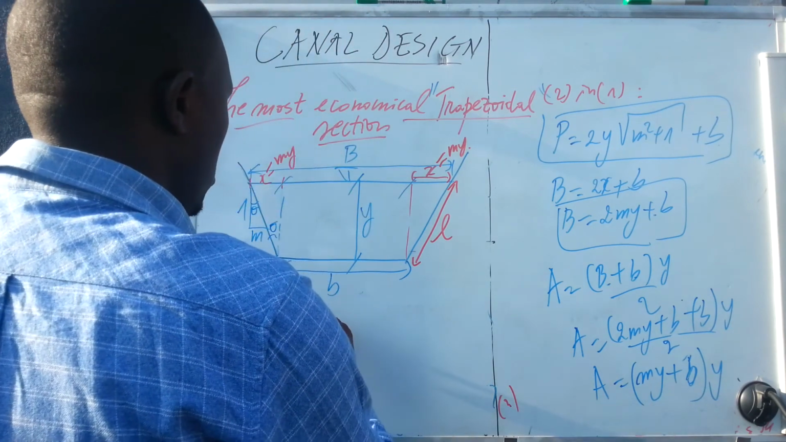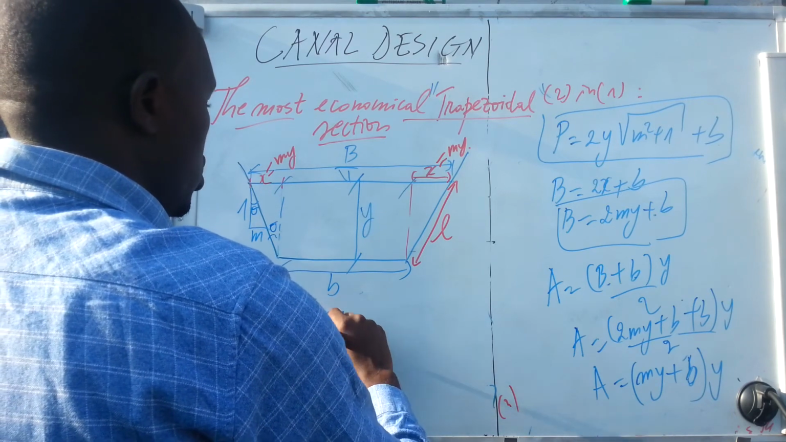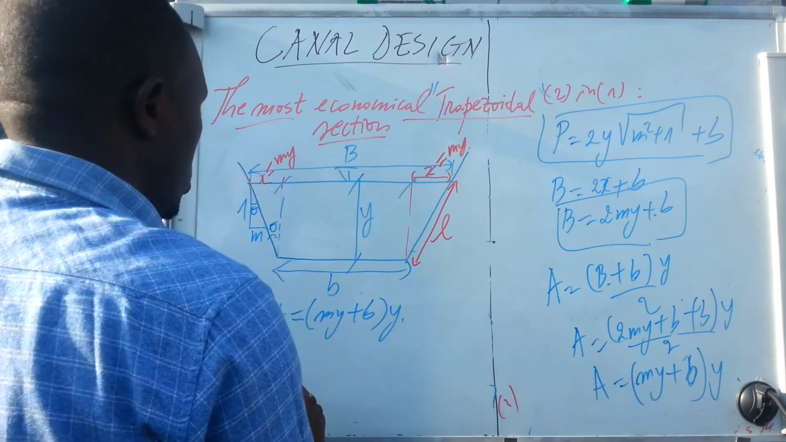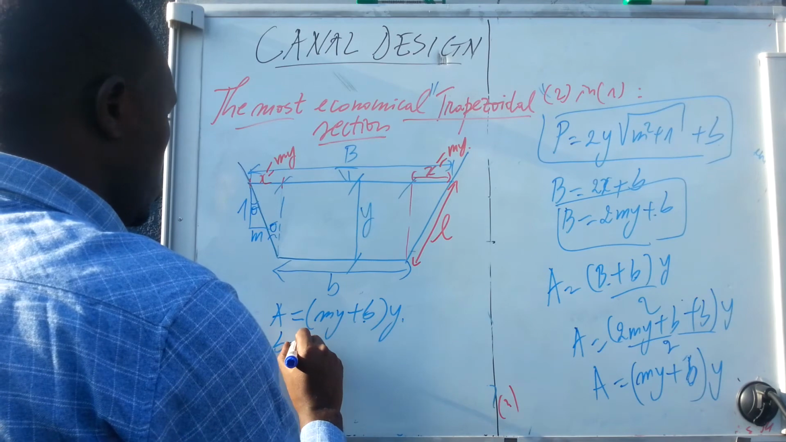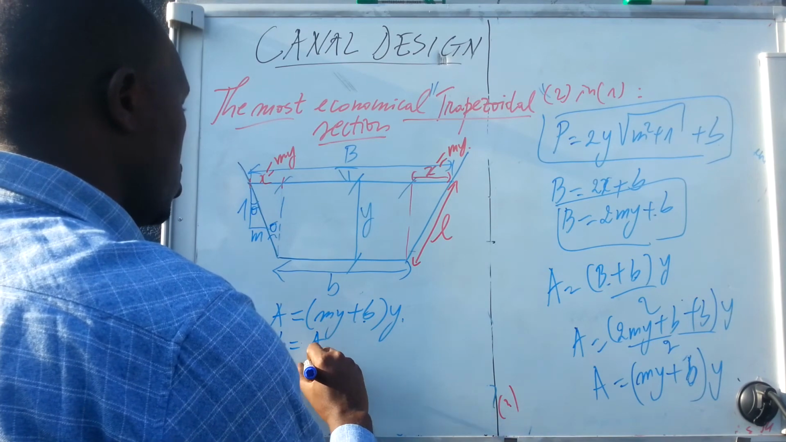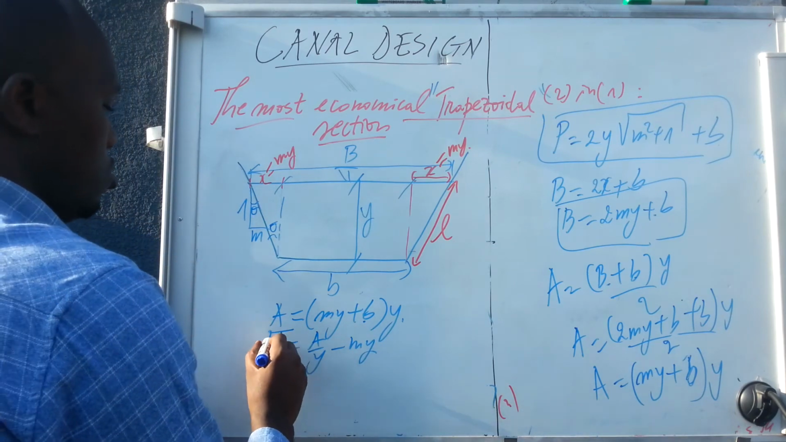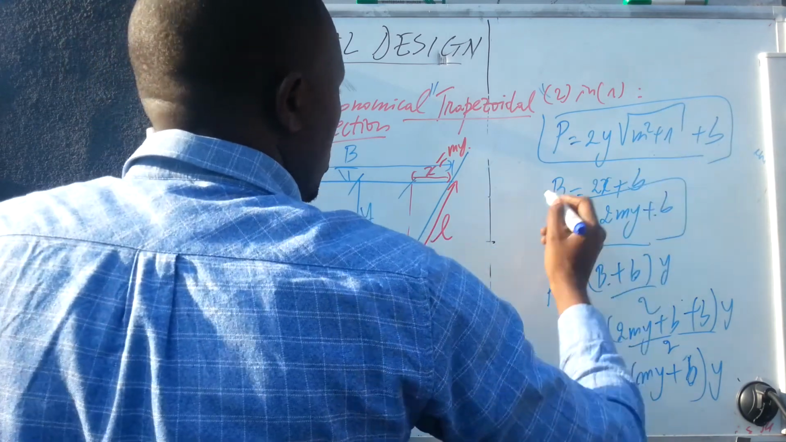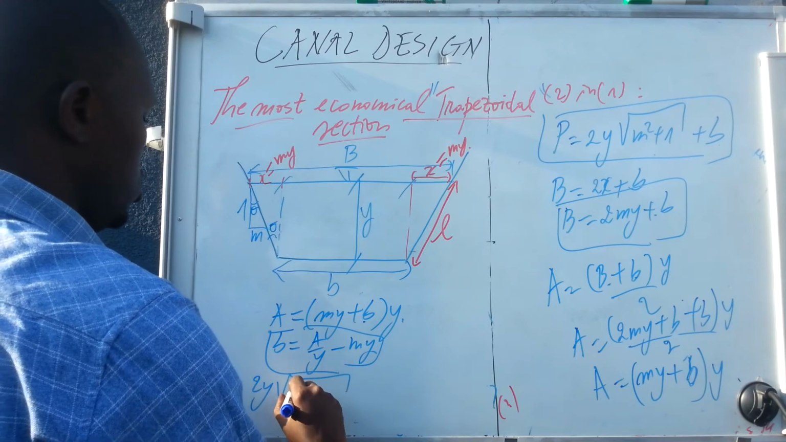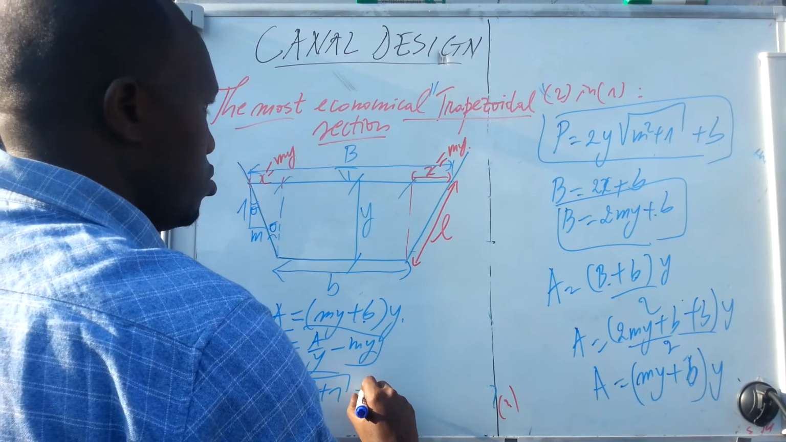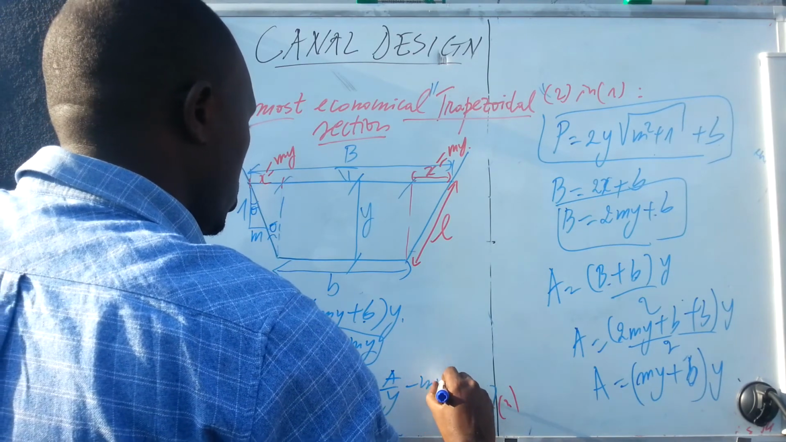In this B, we already know that A is equal to my plus B times y. So if you replace everything, B becomes A over y minus my. So this can be replaced in this formula. Then we get P is equal to 2y square root m square plus 1 plus B. B is this one, A over y minus my.